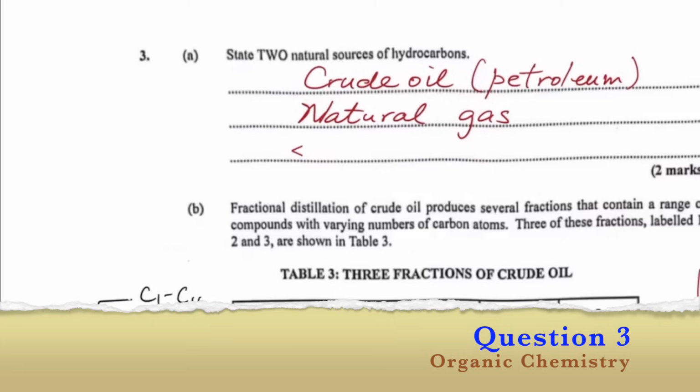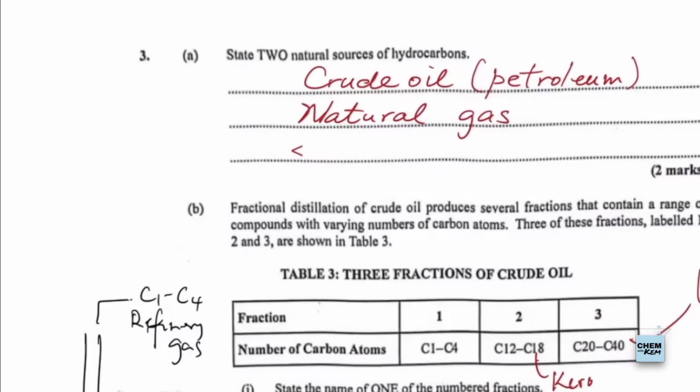So we're at question 3, and one thing we can be sure about is that we're getting 2 organic questions on our paper 2. Until they change the structure of the paper, that's how it will be. So they want 2 natural sources of hydrocarbons. We can give them crude oil, we can give them natural gas, and if we don't remember any one of these 2, we could also add peat, P-E-A-T. But these are our 2 answers.